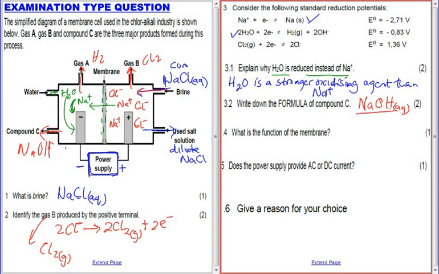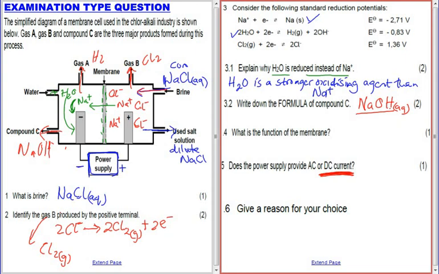Now, does the power supply provide AC or DC current? Well, we talked about this. We said it was direct current that we use in our electrolytic cells. The alternating current changes direction every half a cycle. And if it changes its direction, it means it will swap our anode and our cathode. So instead of oxidation occurring there, there will be reduction taking place. So we do not want that to happen.